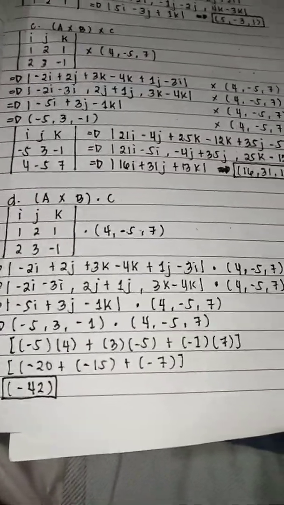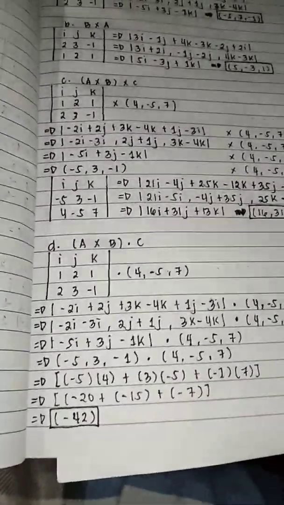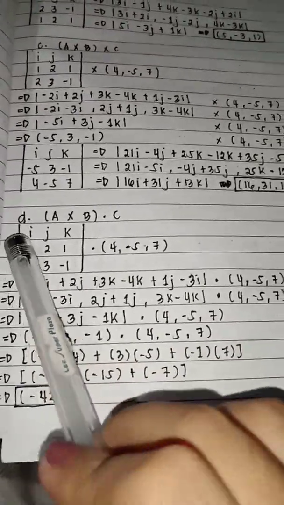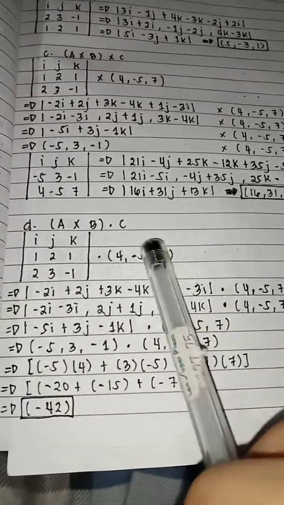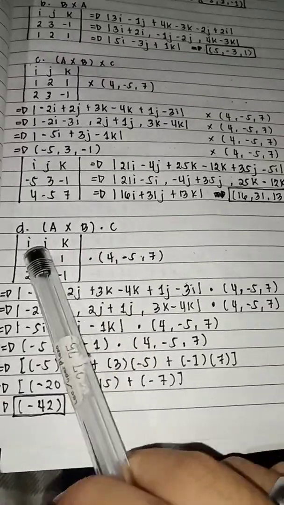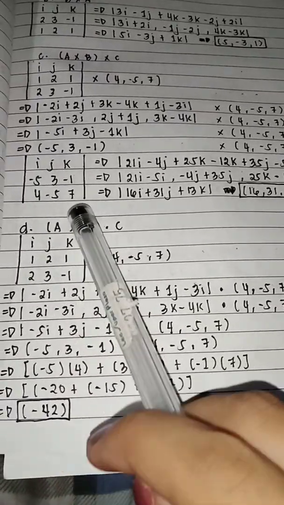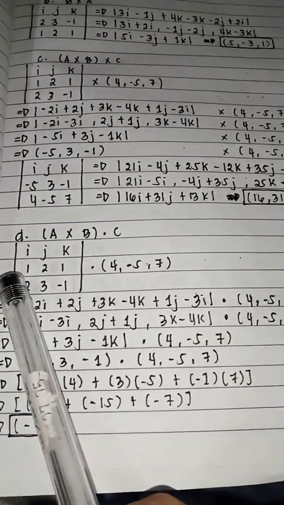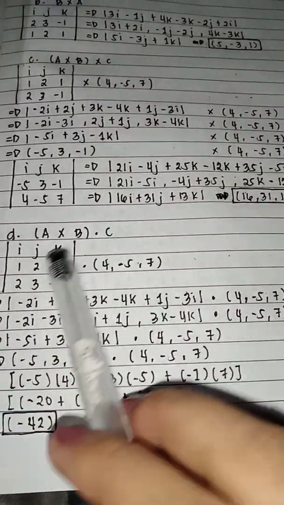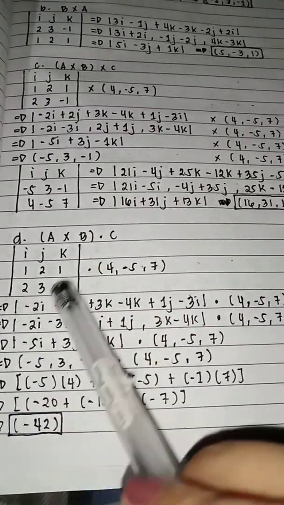So let's proceed to letter D. A cross B times C. The first thing to do is to get the answer of A cross B. To compute A cross B, we use determinants as follows.